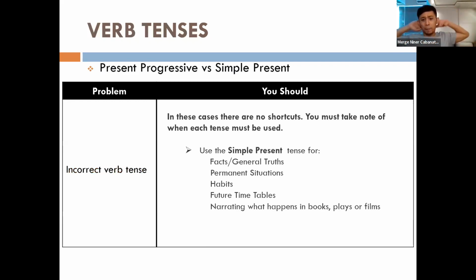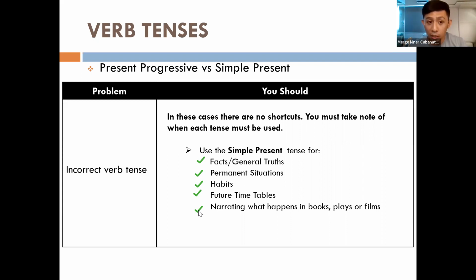Okay, eto na. When do we use the simple present tense? Okay, so we use the present tense, simple present, for facts or general truths. Okay, I'm going to use my checkbox here. All right, facts or general truths if you're pertaining to a fact that you're trying to explain, permanent situations, habits, future timetables, and narrating what happens in books, plays, or films, you'll be using the simple present tense.